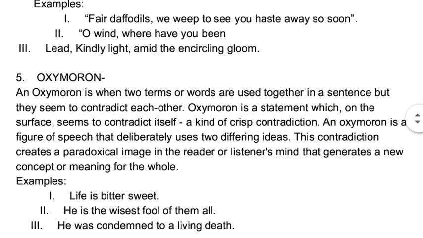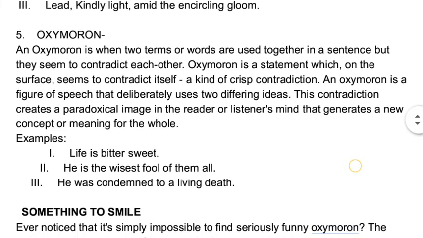Oxymoron. An oxymoron is when two terms or words are used together in a sentence but they seem to contradict each other, meaning opposite. An oxymoron is a statement which on the surface seems to contradict itself, a kind of crisp contradiction. It is a figure of speech that deliberately uses two different yet differing ideas. The contradiction creates a paradoxical image in the reader's or listener's mind that generates a new concept or meaning for the whole.